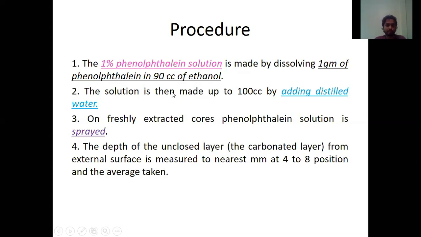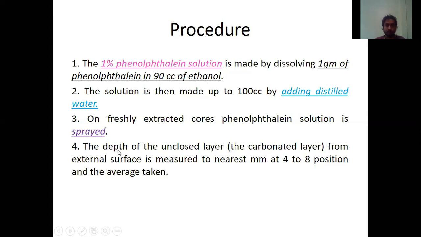After the solution is made, the solution is made up to 100 cc. Now it is 90 cc. We have to make it 100 cc by adding distilled water. So we add 10 cc of distilled water into the solution. After that, we spray the phenolphthalein solution on the freshly extracted core. We use this spray and spread it over the cement concrete.